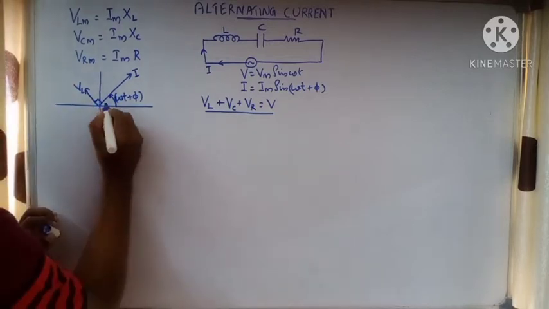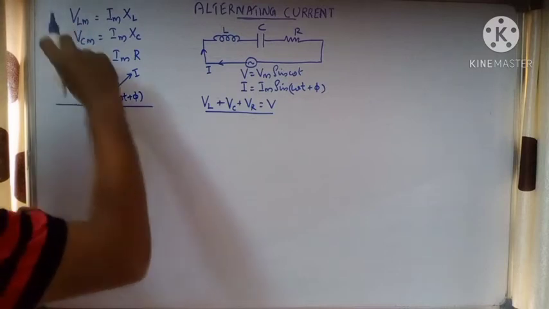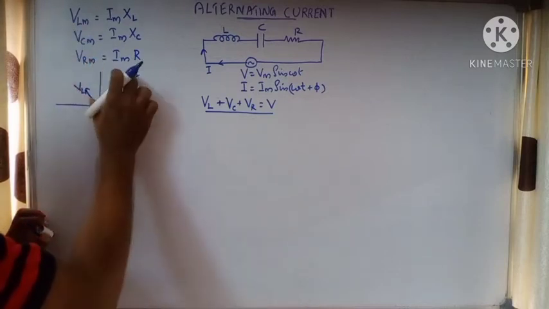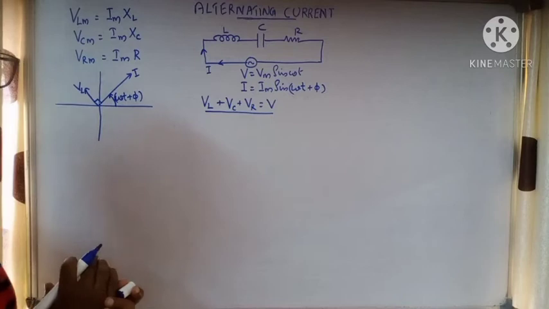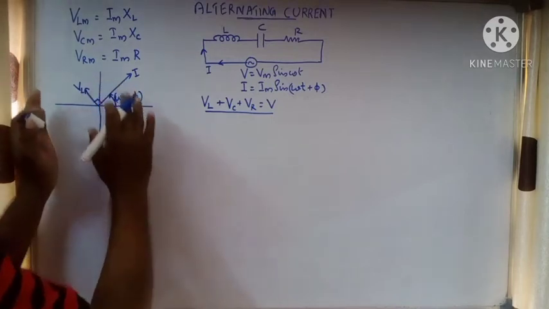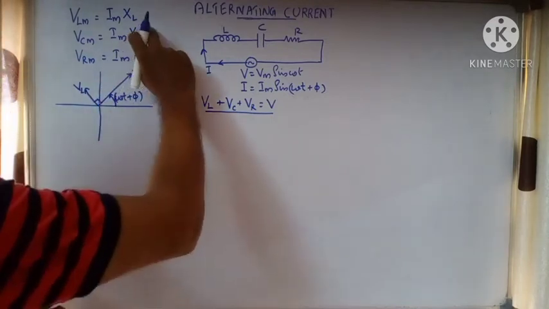The length of phasor VL will be equal to VLM. So this length will be VLM. This length will be IM. Okay, we have got one phasor diagram. Now we will see for capacitor.